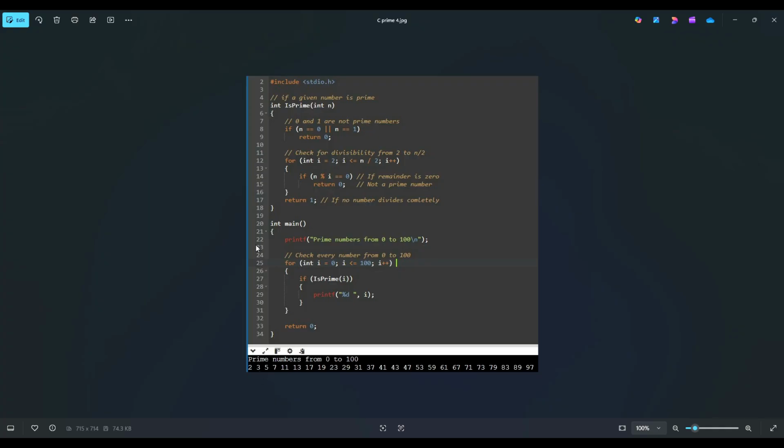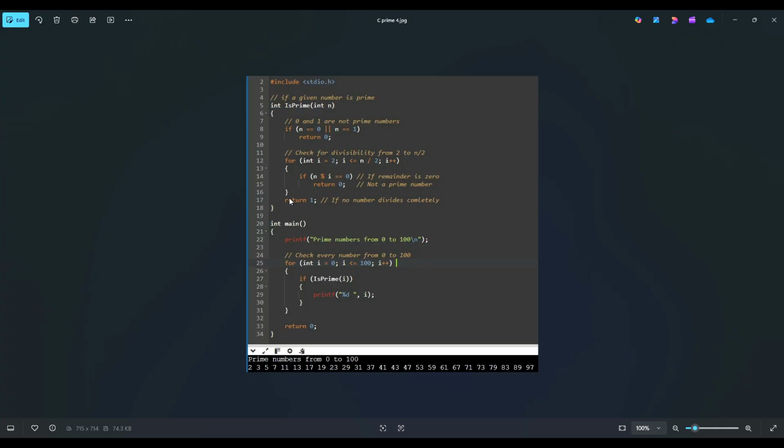Then 5 comes here. Nobody can divide it. No number smaller than 5 can divide 5, so it is a prime number.